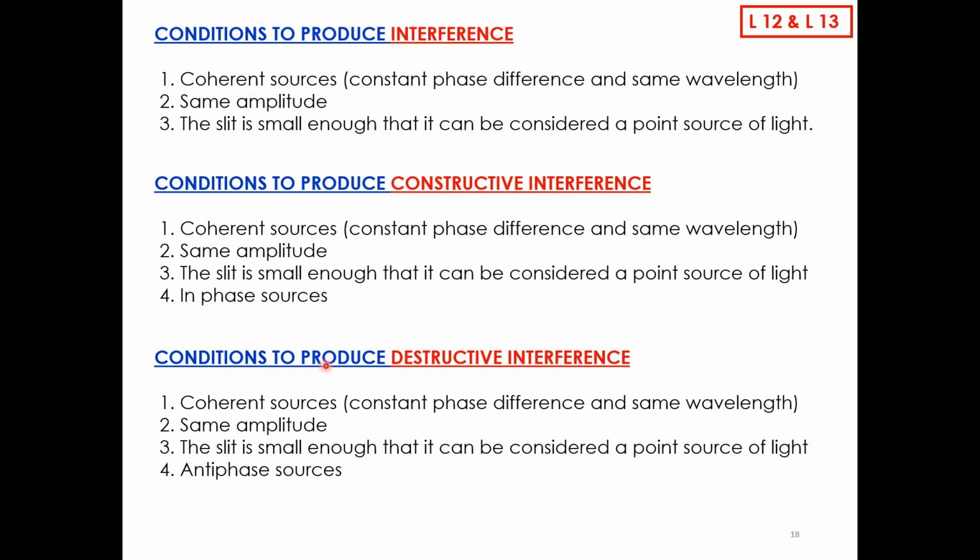Okay, next, the conditions to produce destructive interference. And we have 4 conditions here. The first one, coherent source, constant phase difference and the same wavelength.